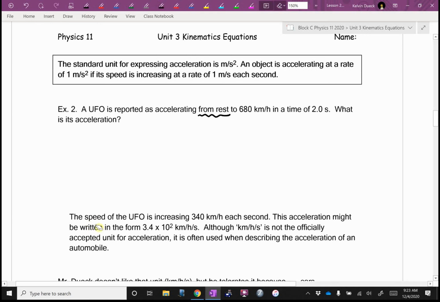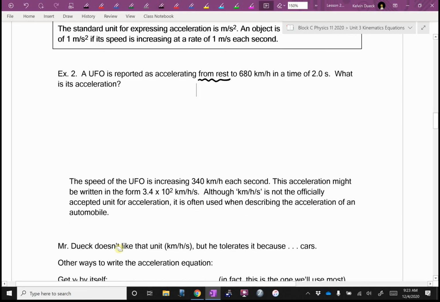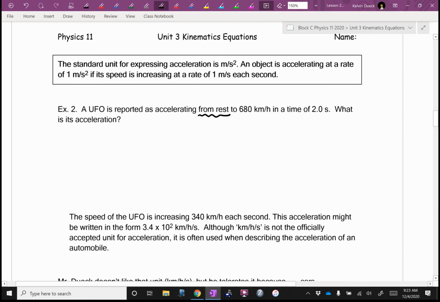So at the bottom here, I wrote blah, blah, blah. I gave you the answer as a matter of fact. If we did this with kilometers per hour and seconds, we would get 340 kilometers per hour per second. I hate kilometers per hour per second. I tolerate it because of cars. Here's what I'm going to say. Let's convert it. So first of all, what's this question asking me to find? A equals question mark.